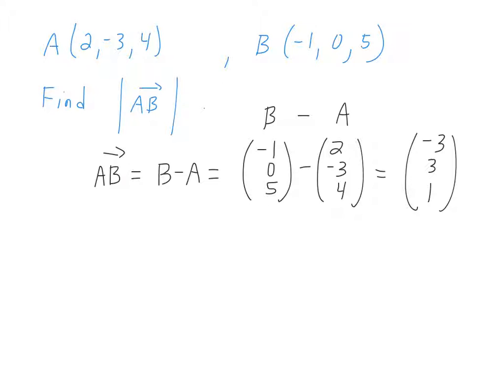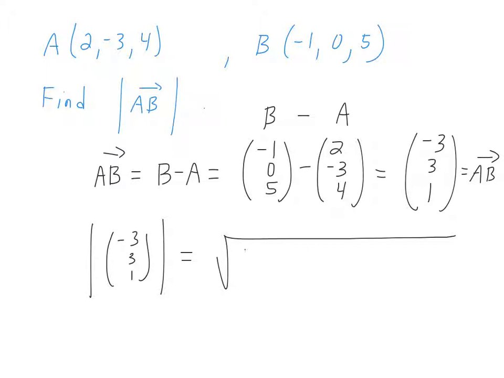Now what we need to do is find the magnitude or the distance between these 2 points. This is really the same as what we're trying to find up above because this is vector AB. And recall we said this is where we're going to use the Pythagorean theorem. Just going to put all of those into our Pythagorean theorem. So that's 9 plus 9 plus 1. So that is going to be the square root of 19.